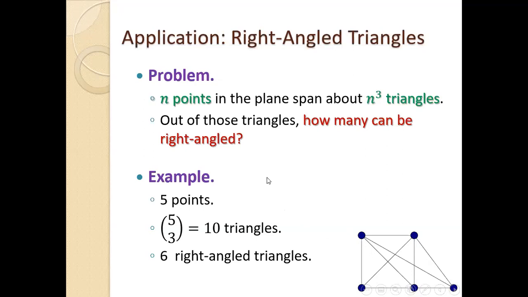All right. So the general question is not about 5 points. It's about huge number n points. And then there are about n cubed triangles. We want to ask how many can be right angled. So let me ask you this. What might be a nice way of placing a lot of points in the plane such that they form a large number of right angled triangles? How would you try to place points to get a lot of right angled triangles? Any guesses?